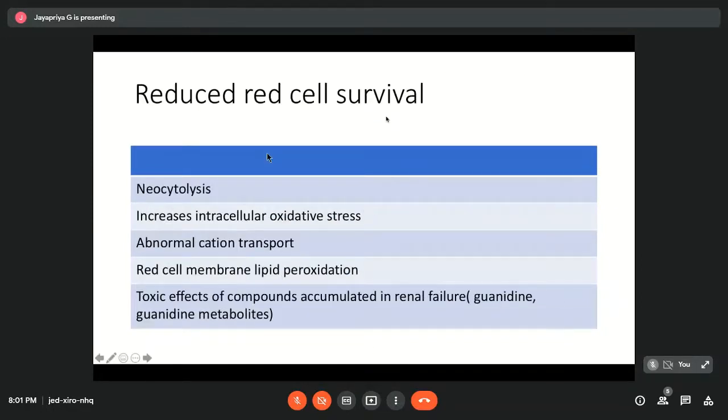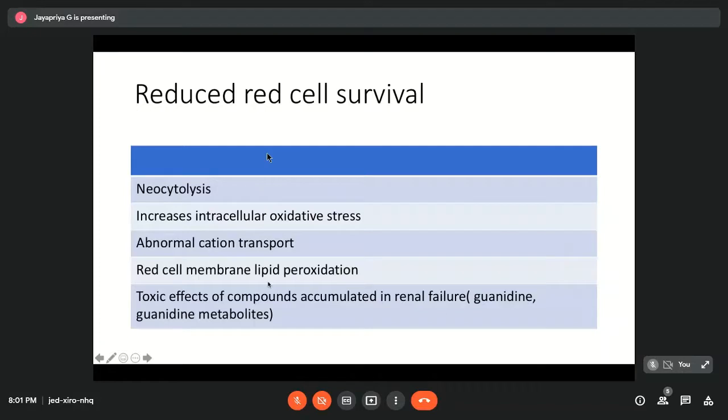And another mechanism of anemia in chronic kidney disease is the reduced red cell survival. So one mechanism is neocytolysis, which we already said in anemia of inflammation. That is, instead of the aged or the senescent RBCs, the newly formed red blood cells are destroyed more in anemia of inflammation. The same mechanism happens in anemia of chronic disease.